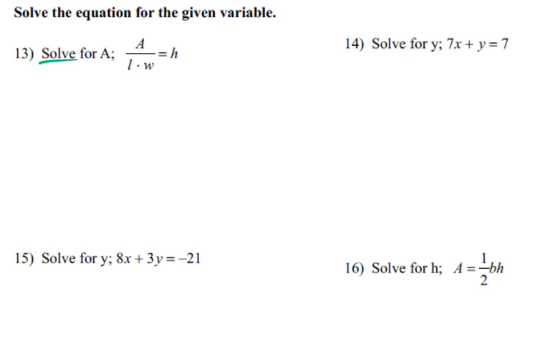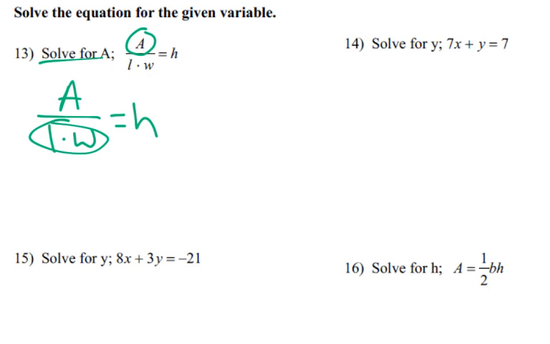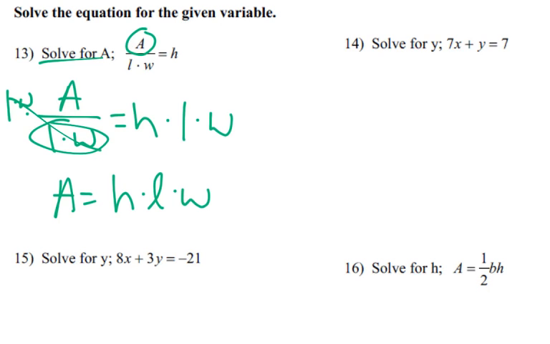Alright, so 13, we're solving for a, so we want to get a by itself. Well, what's happening to a? We're dividing by L times W. So we need to get rid of this L times W. So we times by L and W. Those cancel, we're left with A equals H times L times W.